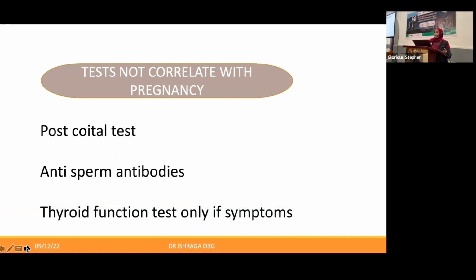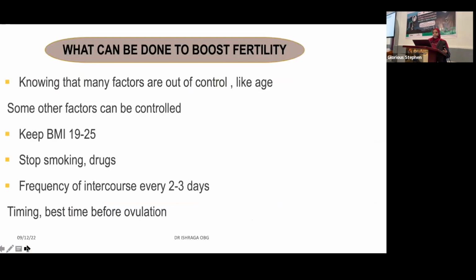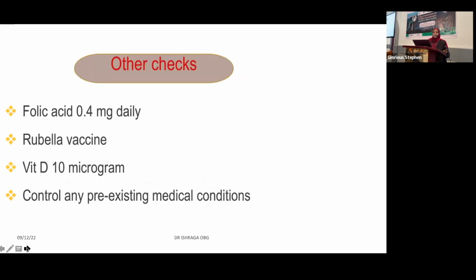What can be done to boost fertility? Knowing that many factors are out of control, like age, some other factors can be controlled: keep BMI between 19 and 25, stop smoking, alcohol, and drugs, have intercourse every 2 to 3 days, with the best timing before ovulation. Other important checks: folic acid 0.4 milligram daily, rubella vaccine, vitamin D 10 microgram, and control any pre-existing medical condition before trying for a pregnancy.